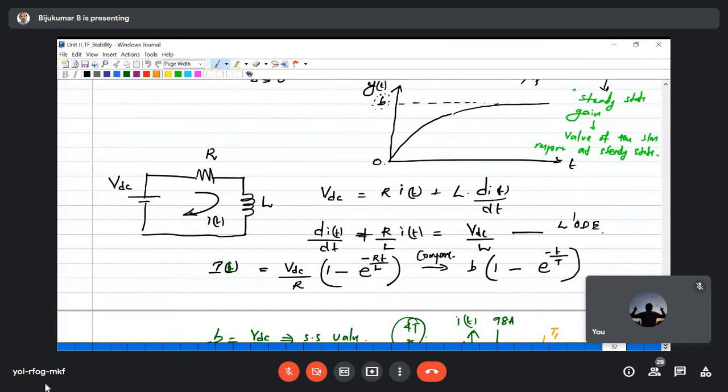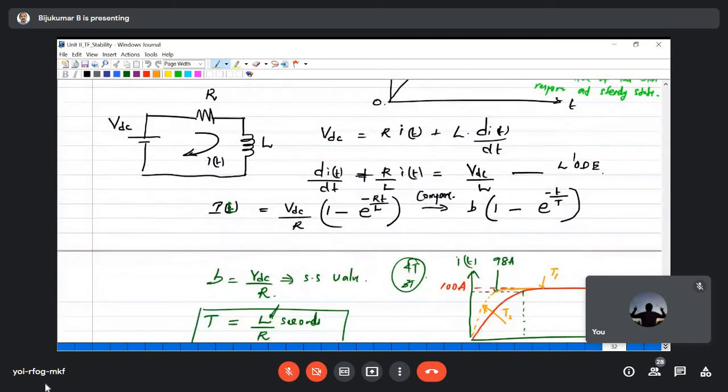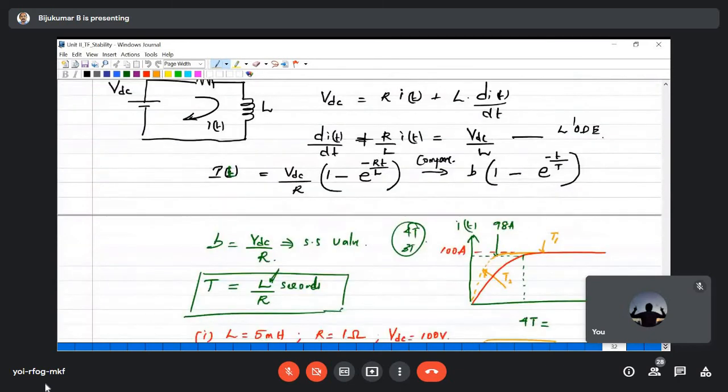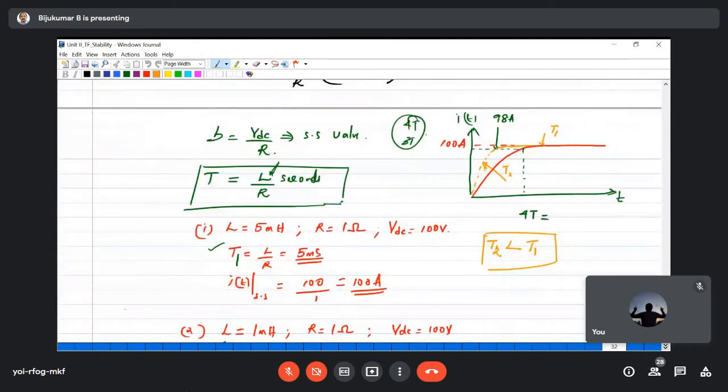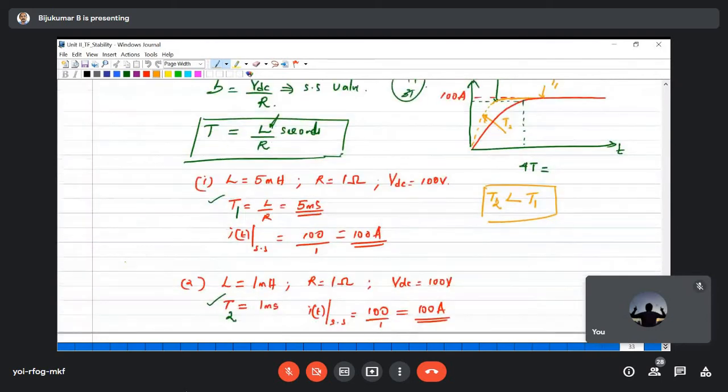It is a first order system, and for an RL circuit, the time constant is L by R, meaning the ratio of the inductance value to the resistance value. Then we have seen that for L equal to 5 millihenry, R equal to 1 ohm, the time constant T1 is equal to 5 millisecond. Then it depends upon the system parameters, right? In case of T2, it is 1 millisecond. Then we have found out that system 2 is faster than system 1.